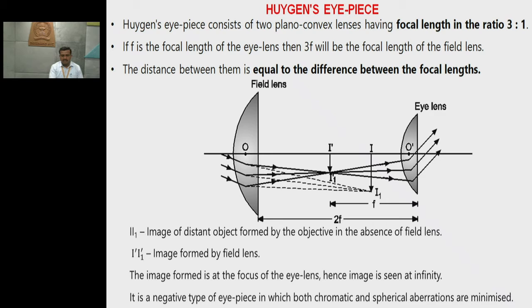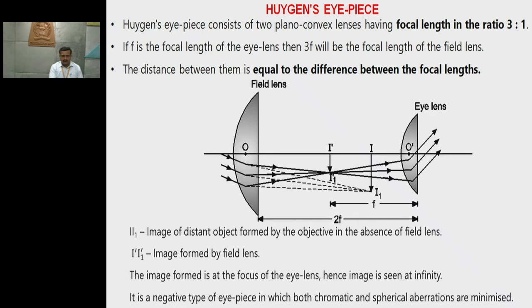On the screen you can see the two lenses. One is the eye lens and another is the field lens. Suppose the eye lens focal length is f, then the focal length of the field lens would be 3f. The distance between the two lenses is equal to the difference of their focal lengths. Here the focal lengths are 3f and f. So 3f minus f is equal to 2f. This is the distance between the two lenses. You can see on the figure that 2f is the distance between the two lenses.